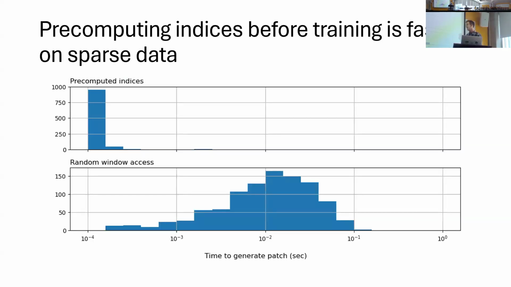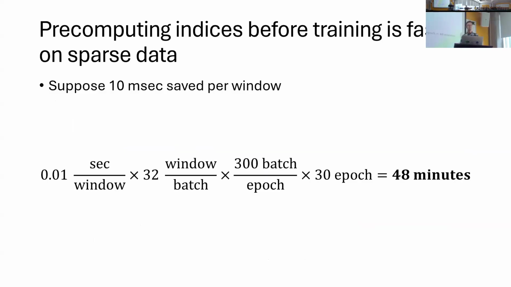If I compare the amount of time it takes to generate a patch, note the log scale along here, it's a really, really big difference. And to quantify that, suppose you save like 10 milliseconds every time you have to generate a new window. For a typical training loop that looks like this, that means you save just about 48 minutes of time in just accessing your data.